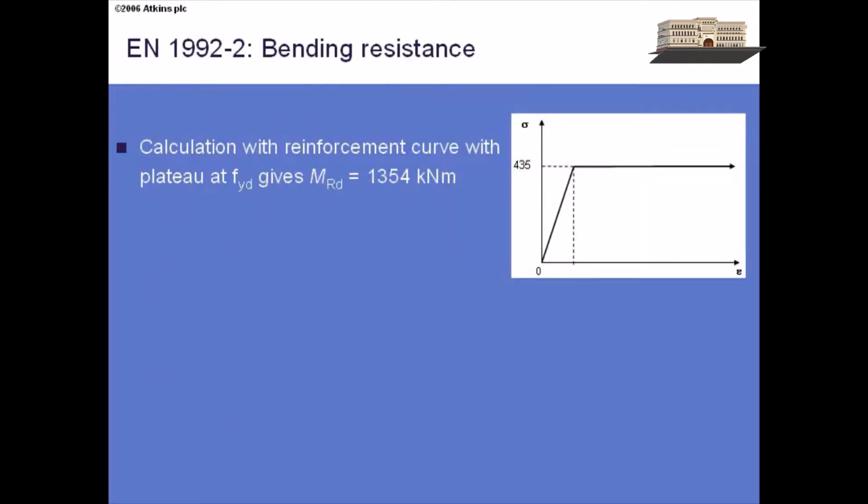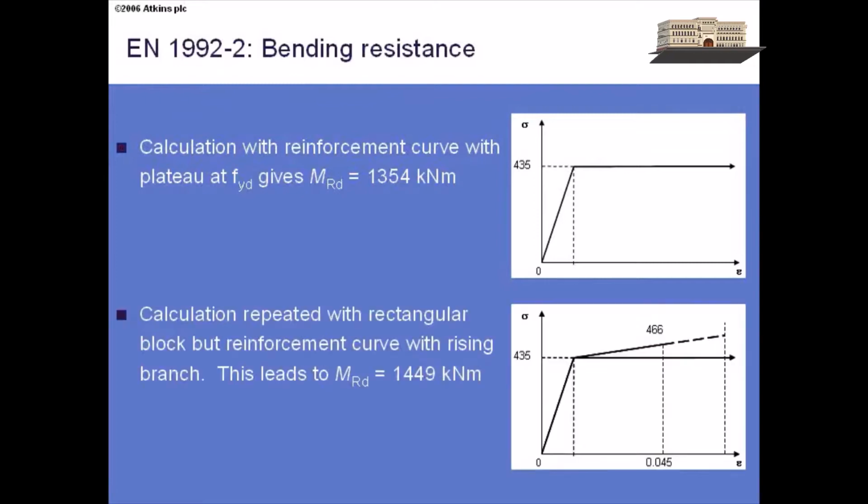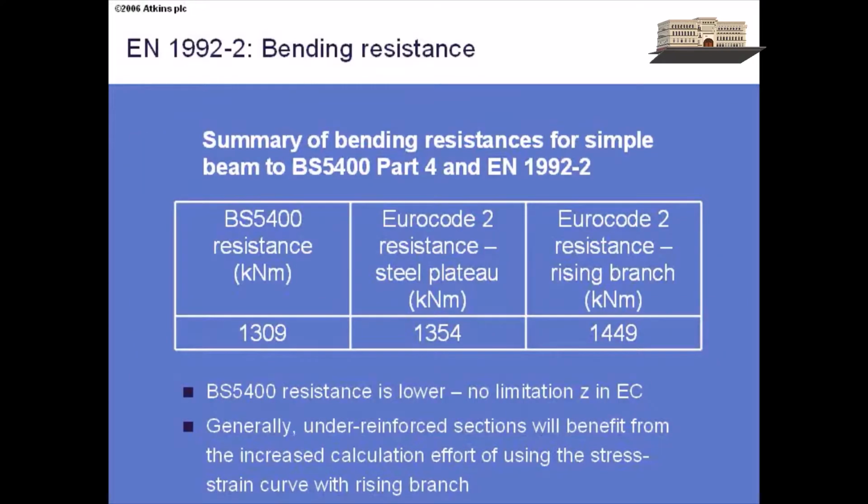If you repeat it with the rising branch, which doesn't lend itself to a hand calculation because it becomes iterative, then your bending resistance increases to 1449, so that's a 7% improvement, which is what I keep saying. You're better off using the computer. And if we compare those two numbers, the rising branch, the flat branch, and what we used to get from BS500, even if we use the flat branch, we have a slight improvement over BS500 in this case, which is just a quirk of the two codes. In BS500, the lever arm was limited to be 0.95D and not bigger. In this particular example, the lever arm comes out as 0.97D, and there's no limitation on lever arm.